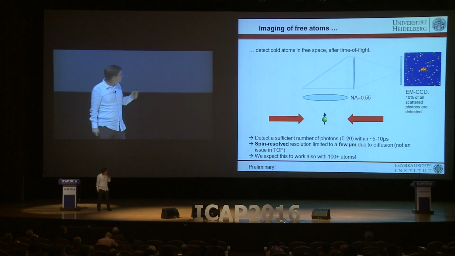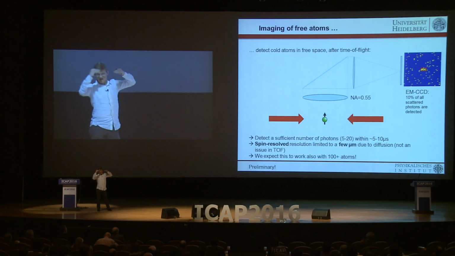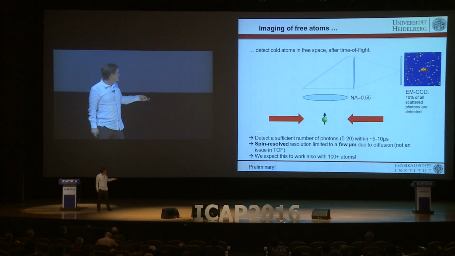And this is really the first result we've gotten here from an individual atom imaged with a large numerical aperture lens. And this is in a picture where we detect between 5 and 20 photons after about 5 to 10 microseconds. So in a very, very short time, and that's the advantage here. We don't really need to localize the atoms in space because we don't need to image for a second or so. And we get a spin-resolved image of an atom with a resolution limit of a few micrometers, which is sufficient after time of flight.